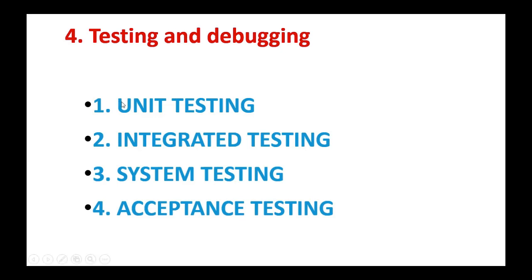Actually these first, second and third testing are done by the system analyst or the one who developed the system. But the fourth one, acceptance testing, is done by the user. That means the institute that wants this information system, actually the users of this system, check whether the system fulfills their needs. If it is okay, they accept it. That is what we call acceptance testing.